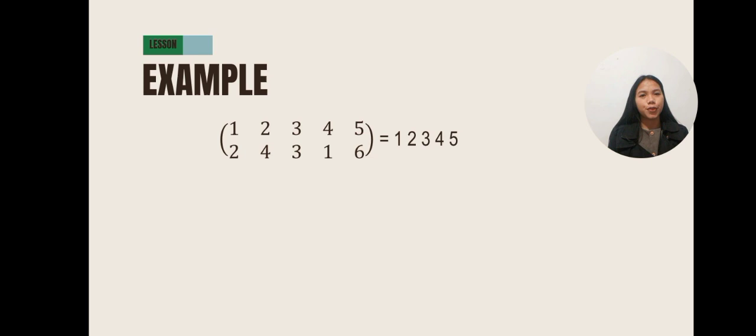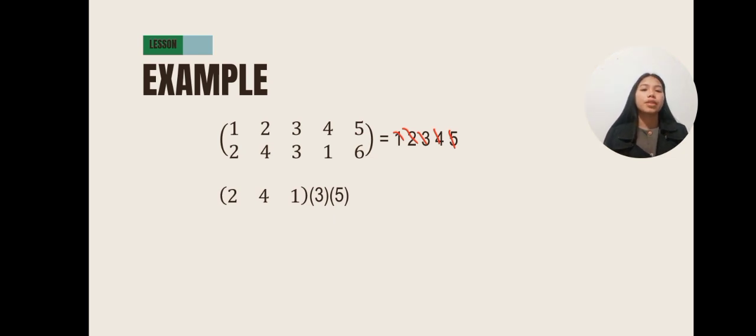Okay, example number 2. We have 1, 2, 3, 4, 5. And below that, we have 2, 4, 3, 1, 6. So we're going to start from 2, okay? Mapping 2. We cross it out. Okay, so we have 2 is mapped to 4, where 4 is mapped to 1, and 1 is mapped to 2. So that is our first cycle: 2, 4, 1.